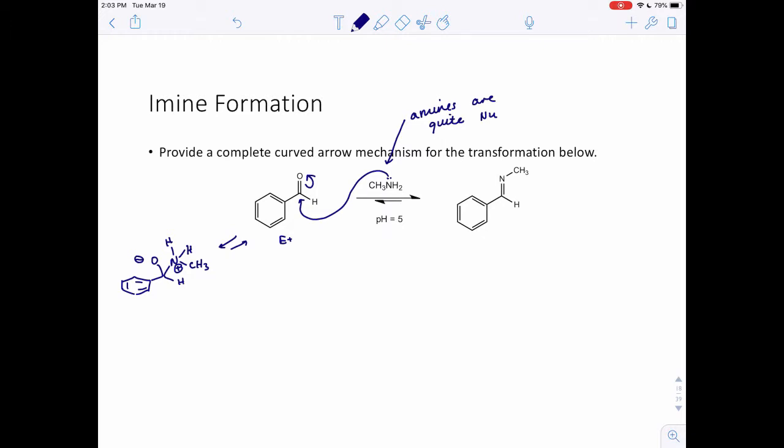What you want to do from here is what you may expect. You're going to want to deprotonate that amine. So next we're going to deprotonate the amine, and we can just use the amine from the solution as our base. Let's go ahead and write that down. So this is acting as a base. Our intermediate here is acting as an acid.